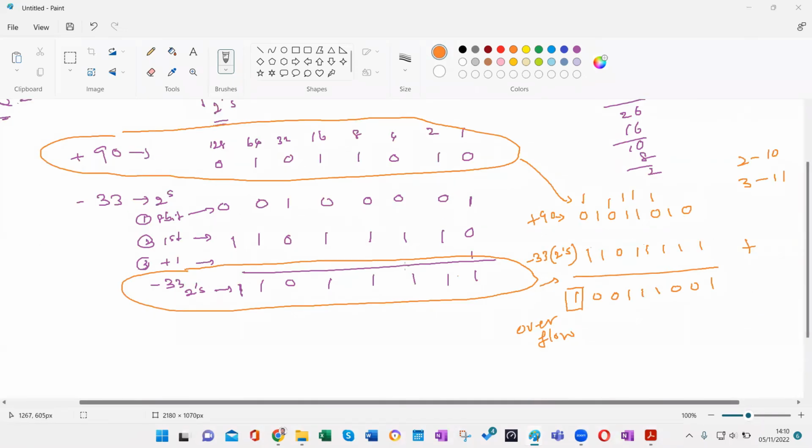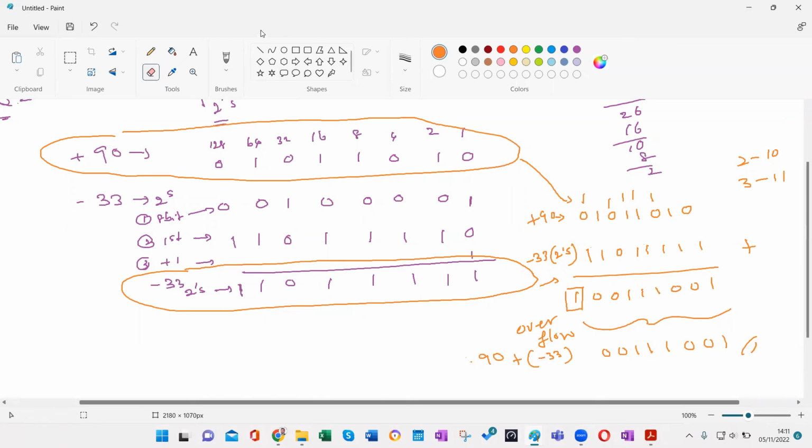Right. Now we have got the answer. This is supposed to be our answer, but you can see there's an overflow. So what we do is we disregard this overflow bit, and we look at only the 8 bits: 0, 0, 1, 1, 1, 0, 0, 1. So this is our answer for this addition, that's plus 90 plus minus 33, 90 plus minus 33.